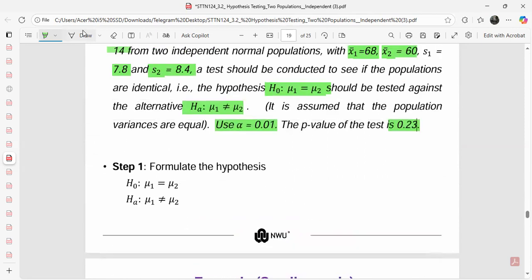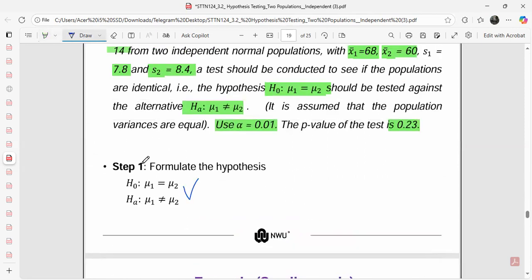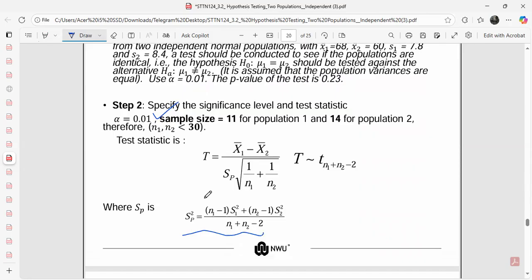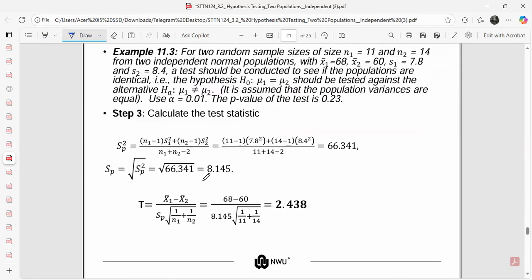So step number 1, that's how they do it. They use the two-sided test, because remember, we're given this. Step number 2, we specify the level of significance and write down the correct formula. We use the T. Now, this is very important, the SP. You need to get the S squared P first, then do a square root of it to get SP. You see what they did here. The value of S squared P is 66.341. To get the SP, you do a square root of 66.341. Then you get this, the value that you substitute into your test statistic formula.